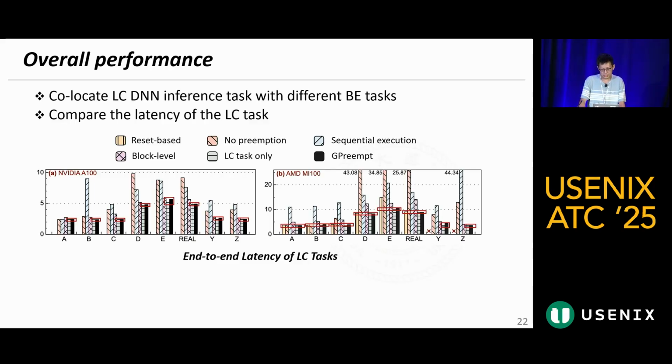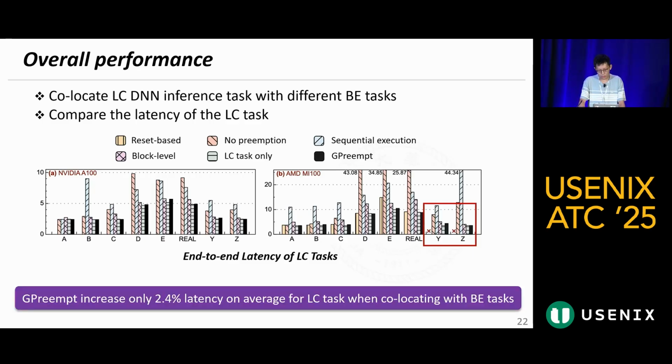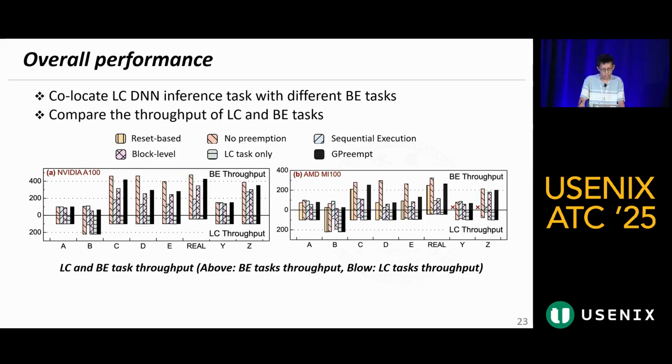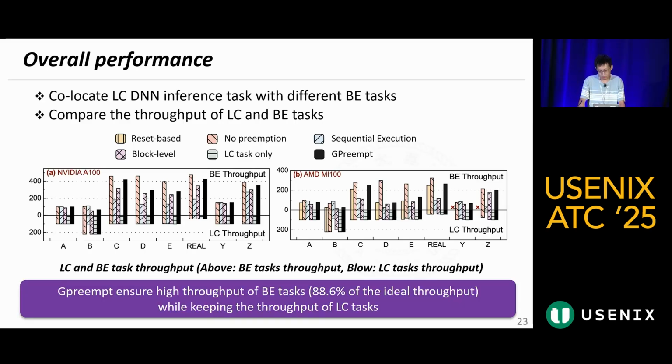GPREEMPT and reset-based methods achieve very good latency on almost all workloads. However, for workloads Y and Z that contain non-idempotent kernels, GPREEMPT is still applicable while the reset-based approach fails. On average, GPREEMPT increases latency for LC tasks by only 2.4% when collocating with BE tasks. For throughput, most methods can guarantee the throughput of LC tasks. For BE tasks, only GPREEMPT and reset-based methods maintain a throughput close to that of unscheduled tasks. On average, GPREEMPT ensures 88.6% of the ideal throughput.